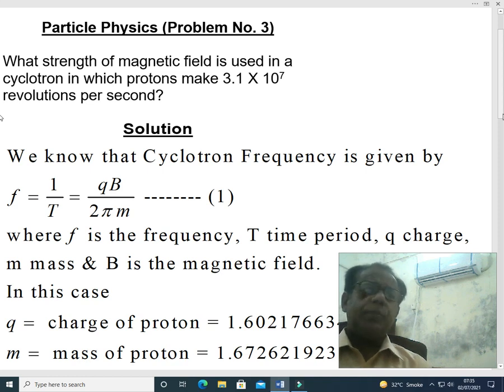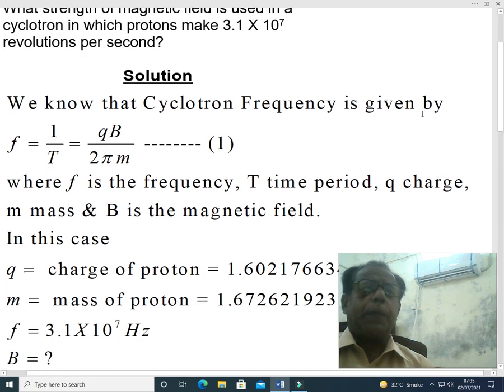Okay, dear students, this term revolutions per second is called hertz, which is denoted by Hz, and its units are assumed to be per second because this is revolutions per second. So hertz has units second inverse. Let us come toward the solution of this problem.